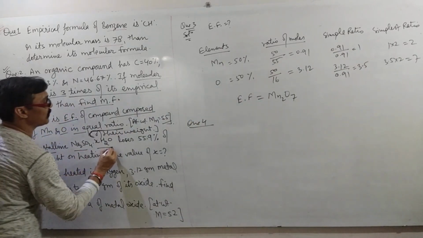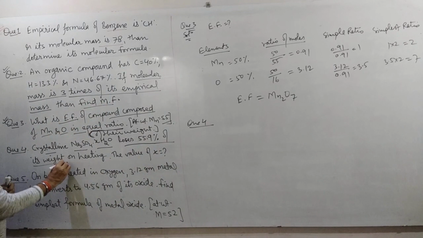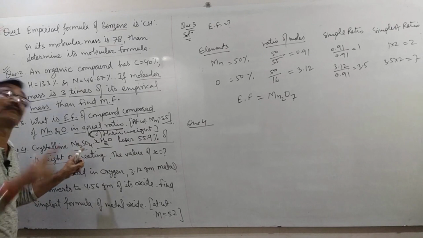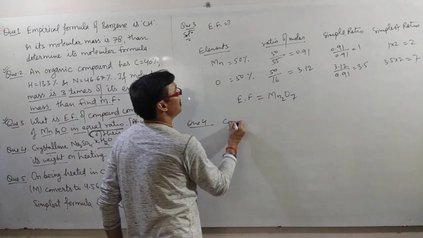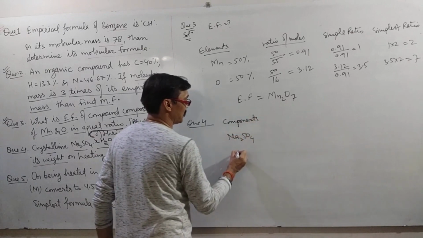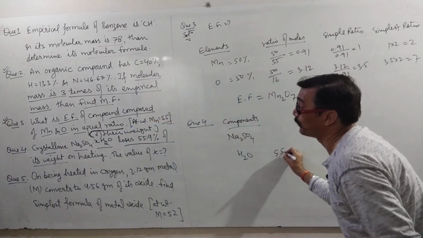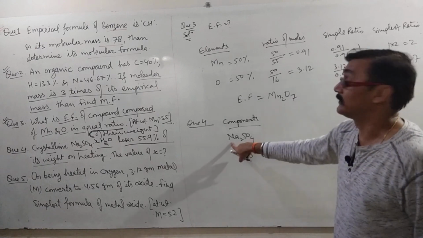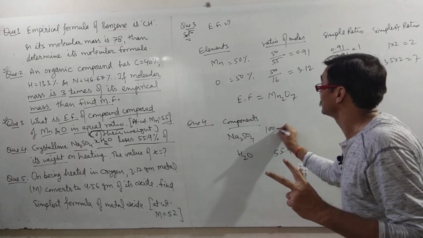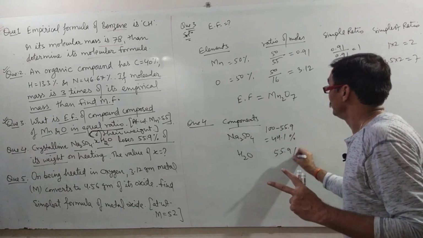Now in question 4, crystalline Na2SO4.xH2O loses 55.9% of its weight. We have studied that the loss of weight in such compounds is the weight of water. So ultimately the components here are Na2SO4 and water. The weight of water is 55.9, so the weight of the other component, if there are only two components, will be 100 minus 55.9, that is 44.1%. These are the percentages.